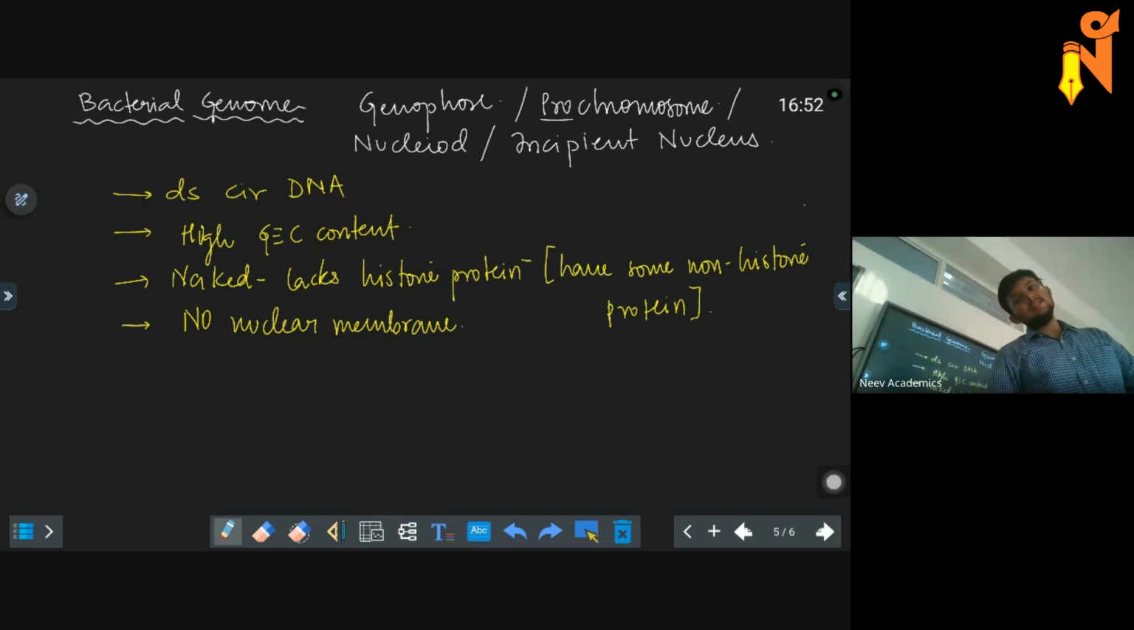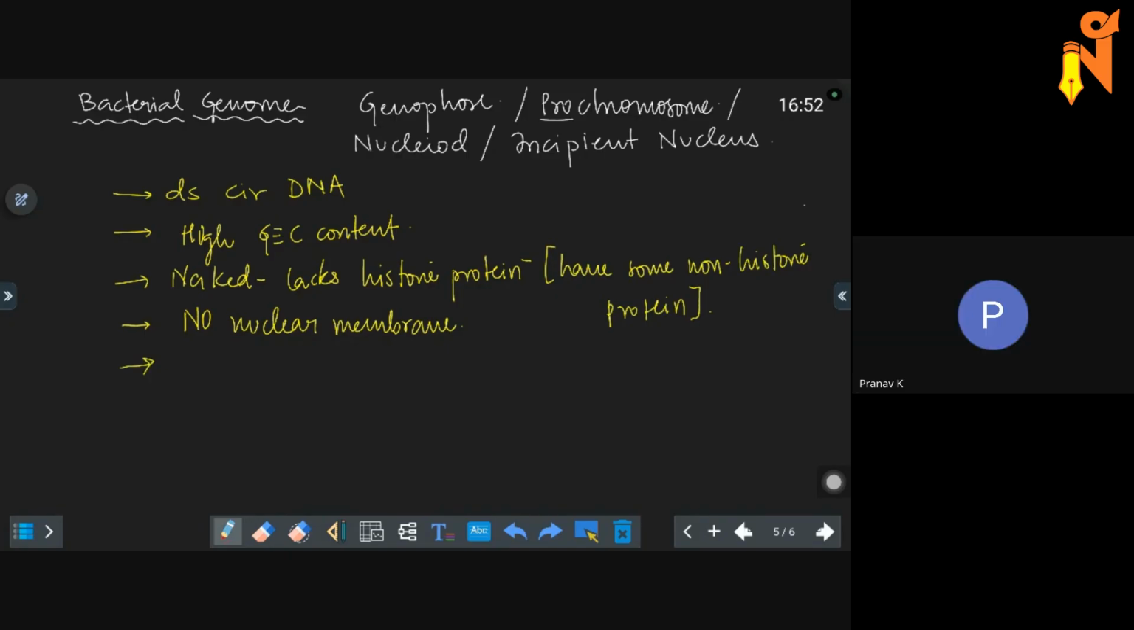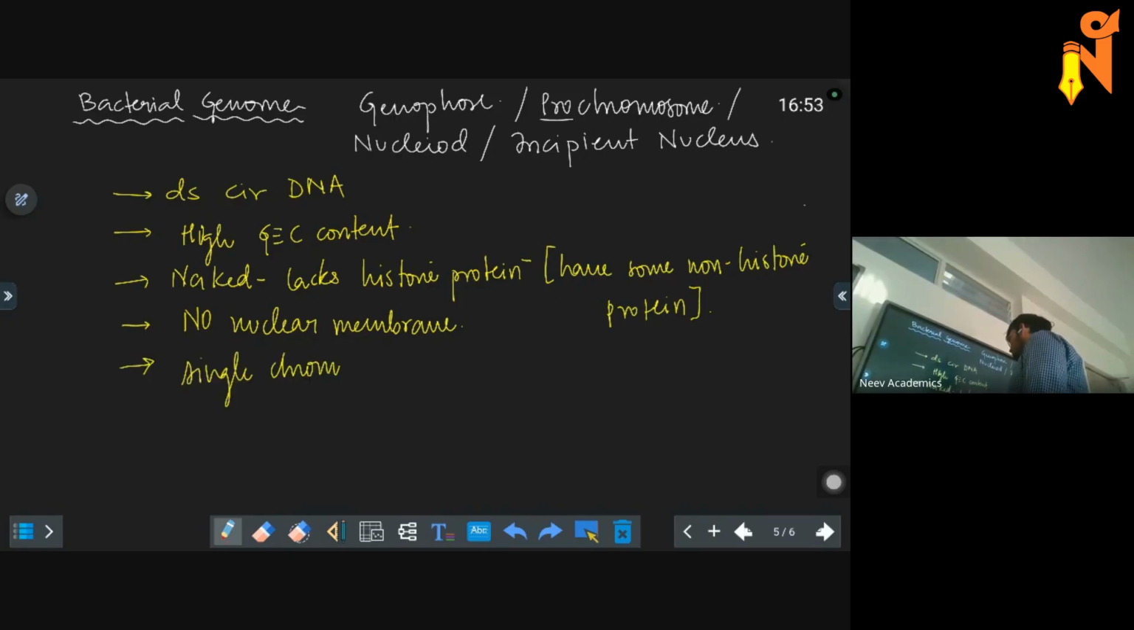Just to make things easier, we mention it as a single chromosome, because we cannot mention zero chromosomes if there is genetic material. Understood? So to make things easier, since there is genetic material, we use the words single chromosome. So it's an assumption. But the proper chromosome is not formed.